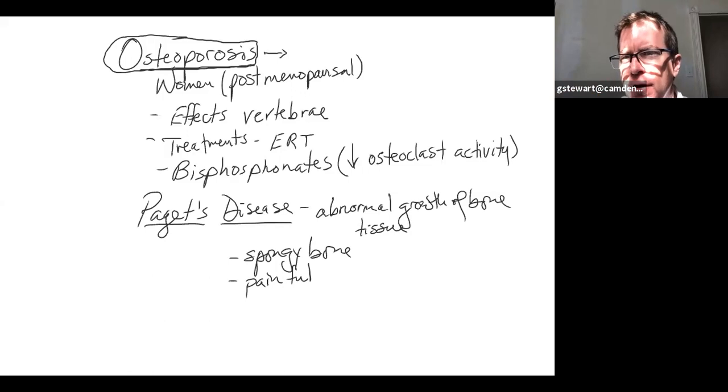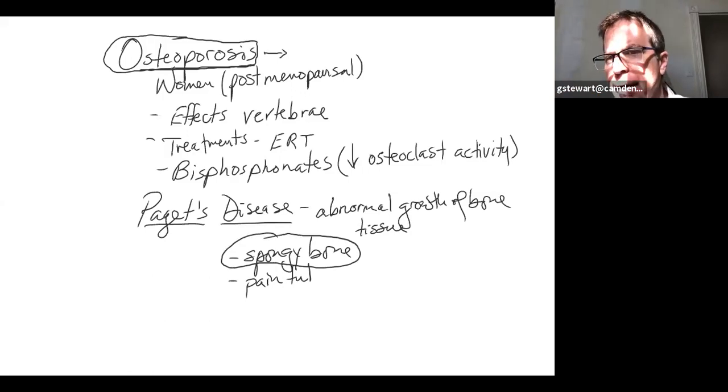This abnormal bone tissue that grows on the bone is called Pagetic bone.